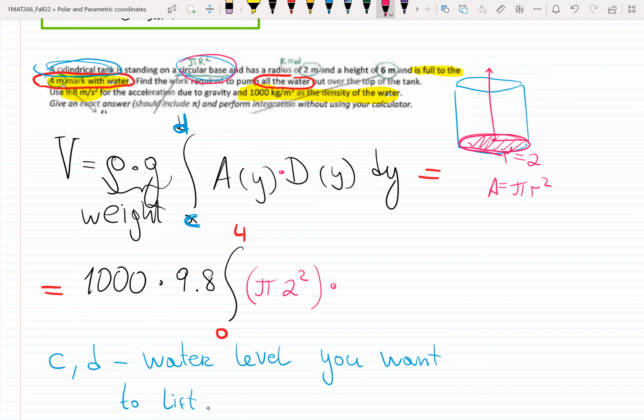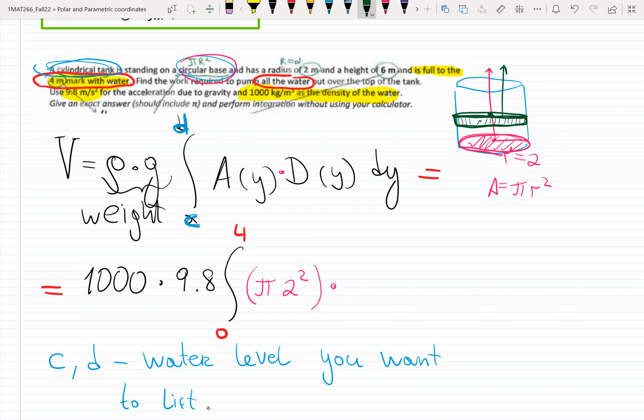So what we're doing here is lifting all of these slices of water. Those are horizontal slices of water. That's why this topic comes after the volumes. We're lifting those infinitesimal slices of water, so it's infinitely many of them, up. But to lift them, we need to know 3 things.